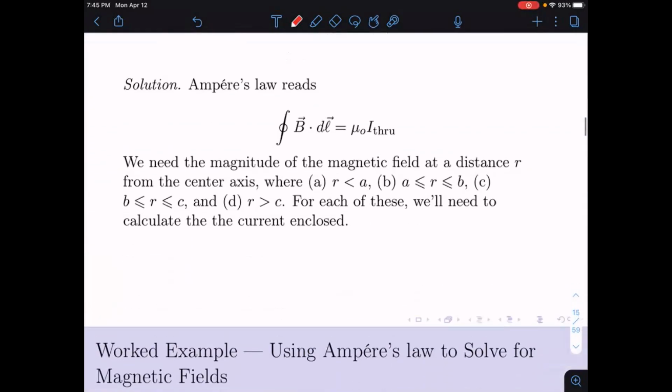So first part, part A, we want to find the magnetic field or the current for a radius less than A, right? So less than that inner cylinder A, where we're somewhere in there. We want to know what the current or the magnetic field is at that point. So again, like Nick says, for each of these we'll need to calculate the current enclosed first, because that's always our hardest step. And then from there, we can simplify Ampere's law and actually solve for the magnetic field.